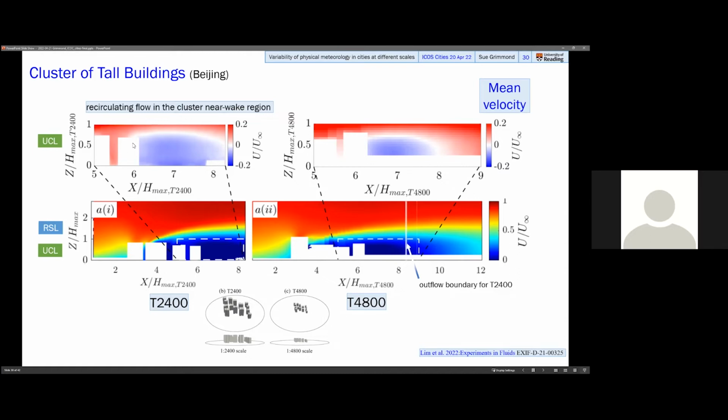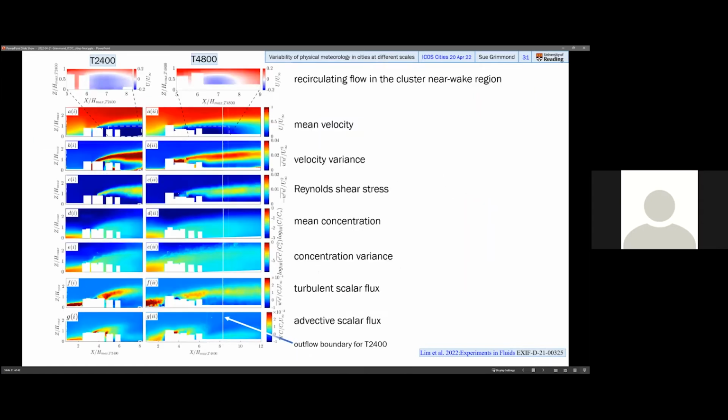We can see then, behind the cluster of tall buildings, that there is actually negative flow. So we can see in the wake zone that there is a recirculation zone, and that occurs in both models. These top 2 figures are the set that we were just having a look at.